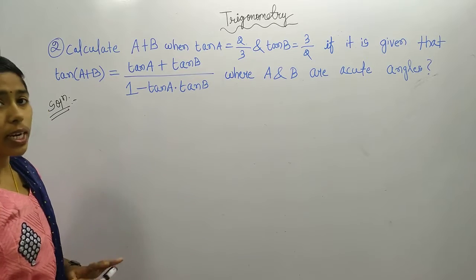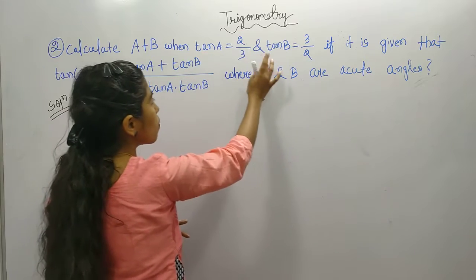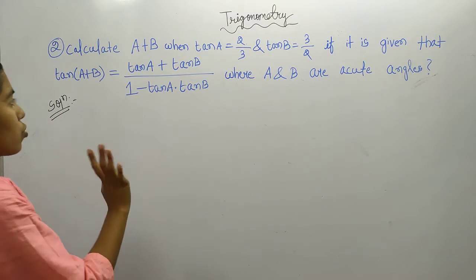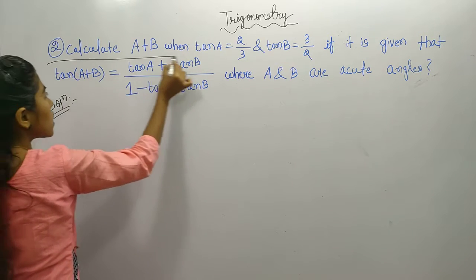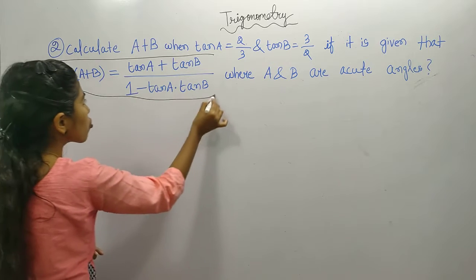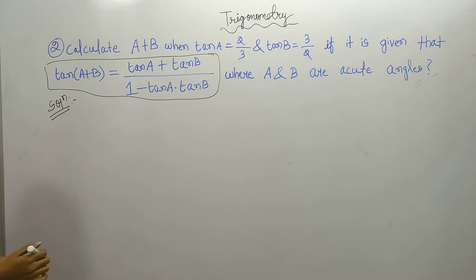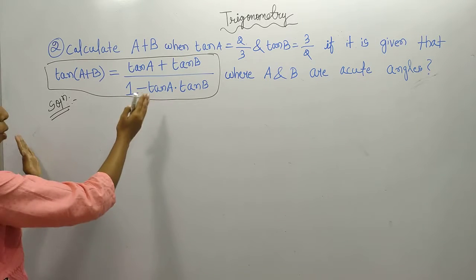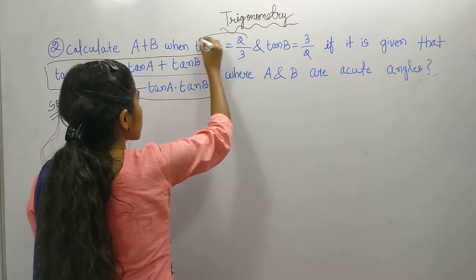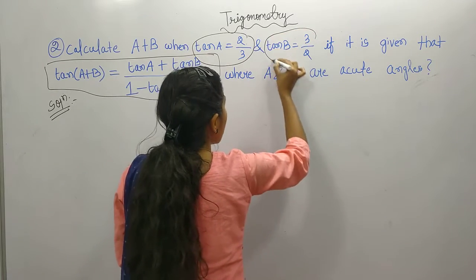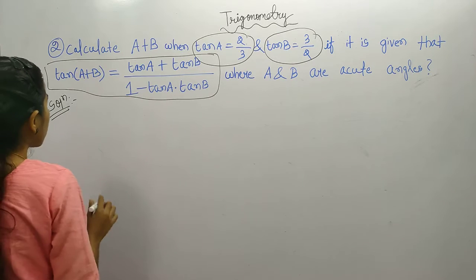So see, this is our next question. Calculate A plus B when tan A equal to 2 by 3 and tan B equal to 3 by 2. So leave all the others. First you see here is one formula: tan(A plus B) equals tan A plus tan B divided by 1 minus tan A into tan B. So according to this formula you have to find the solution. Here tan A is already given and tan B is also given, so you only have to put these values in this formula. So let's do the solution.